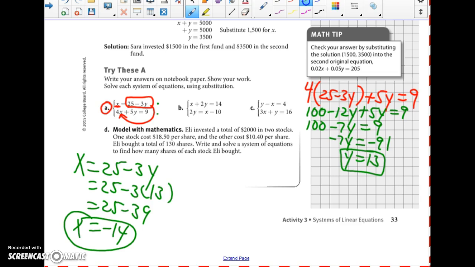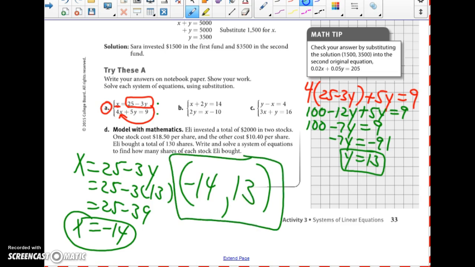Now let's check it. You plug them back in. I'm going to tell you, if you plug them both in, you find out they do equal out. But what's the other thing you have to do? How do you write the answers? You have to write it as coordinates, as a coordinate point, or as an ordered pair, we call it. So the answer then is the coordinate point negative 14 for x and positive 13 for y, and that's what you write as the final answer. That's where the two lines would intersect if it was graphed.